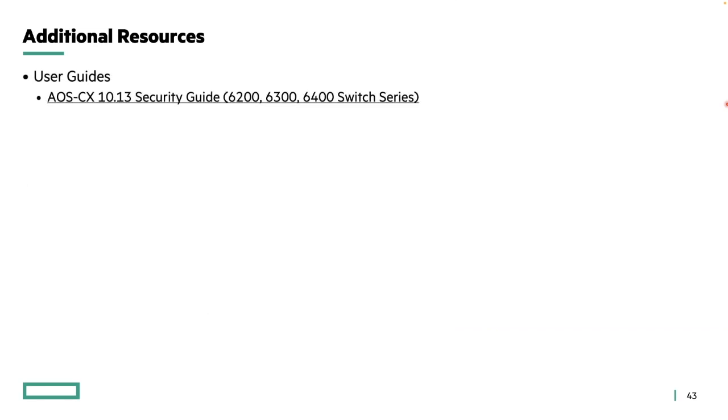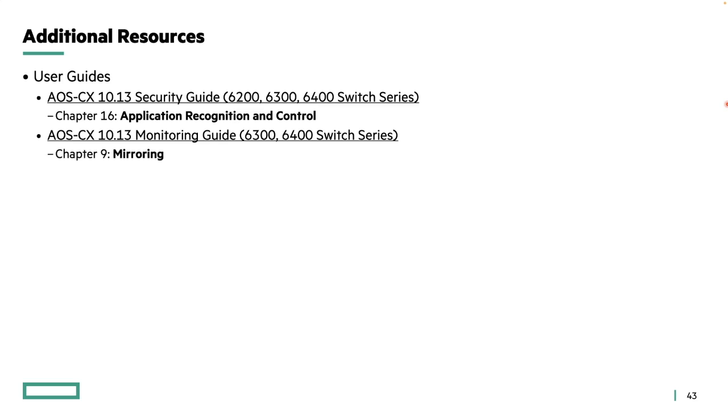Some additional resources for App-Based Policy Phase 2 and App-Based Policy in general. You have the AOS-CX 10.13 Security Guide, Chapter 16, Application Recognition and Control. The AOS-CX 10.13 Monitoring Guide, which covers the mirroring feature. So this is for your general mirroring sessions, for setting up your mirroring sessions, tunneling destinations, and any restrictions based on other features that you're running at the same time. And then you have the AOS-CX 10.13 QoS guide for general guidelines on configuring quality of service throughout your network, including CX switches.